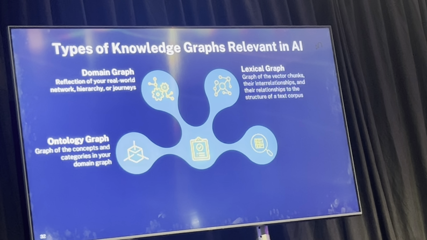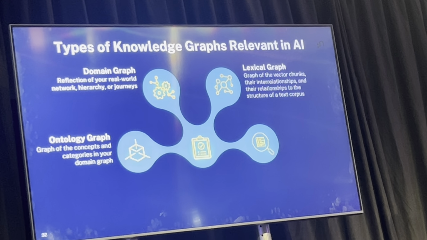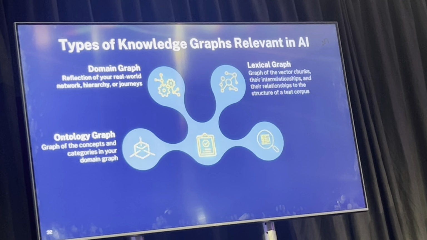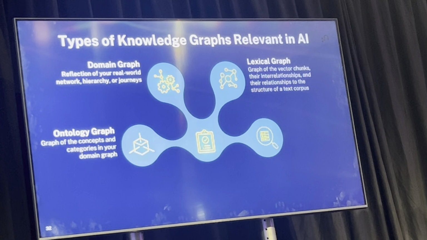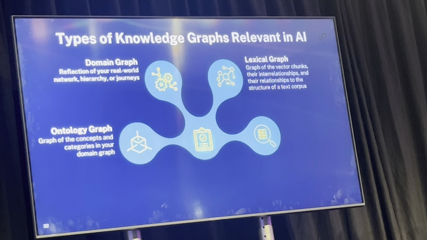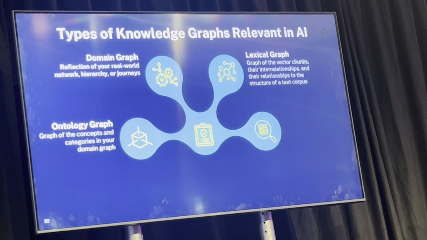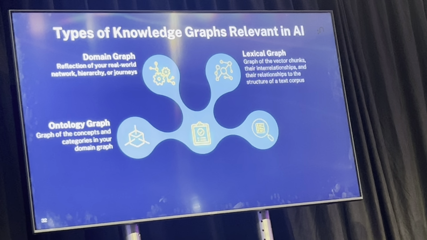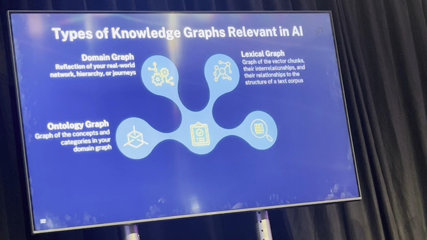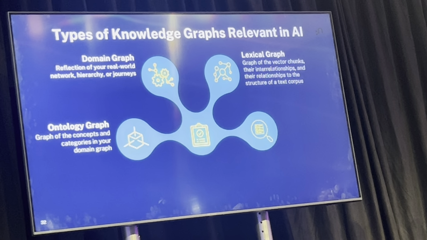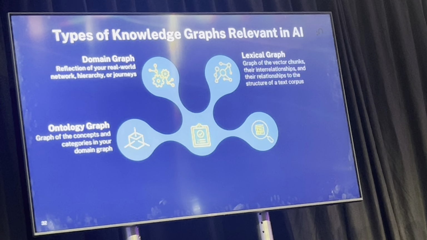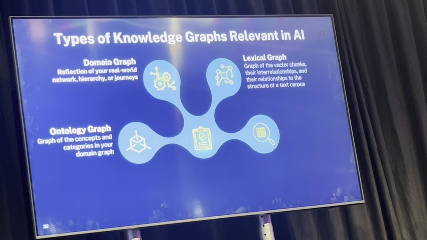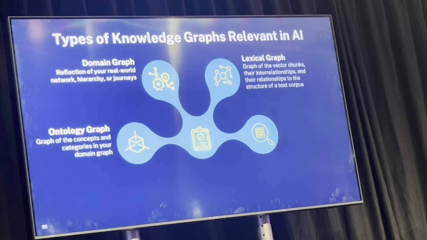There's an ontology graph, which is the graph of concepts in your domain. So this isn't the individual things, this is the kinds of things that you have. If you think about, I don't know, a furniture vendor, you have furniture, and that's a node, and then you have consumer versus business, and then under consumer you might have household versus outdoor, and then under household you might have kitchen versus dining room versus bedroom, and then under kitchen you might have table, and so on down the line. That's the ontology.